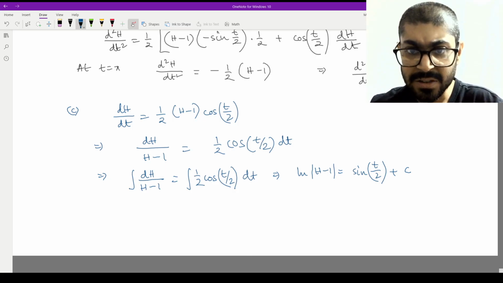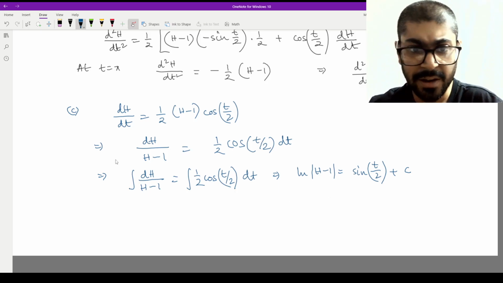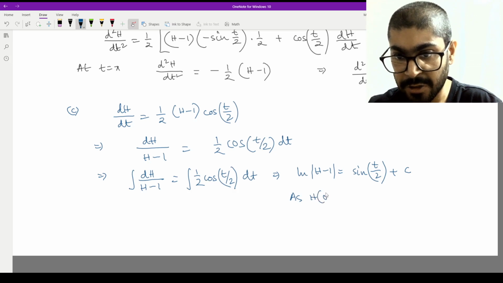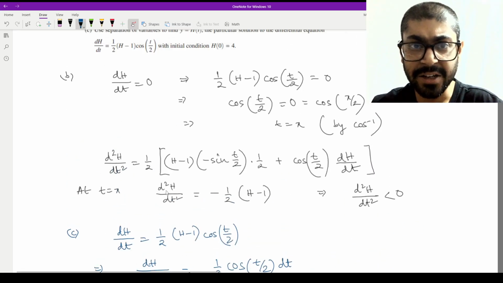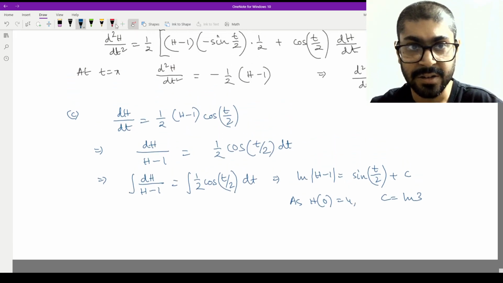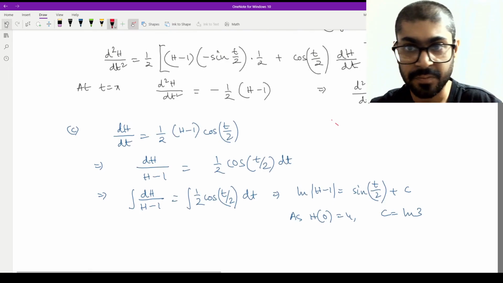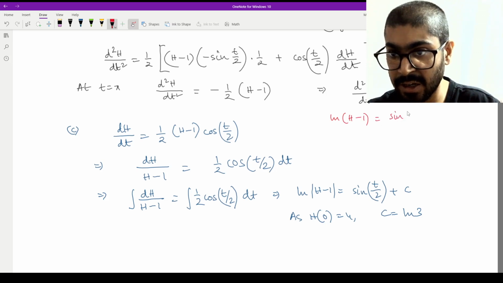So h of 0 was given to be 4, right? So that means here I can put h of 0 equals 4. I have 4 here, right? So ln 3 will be equal to sine 0 plus c, so c will be equal to ln 3. Okay, if c is equal to ln 3, I can just write the solution. ln of h minus 1 will be equal to sine t by 2 plus ln 3.